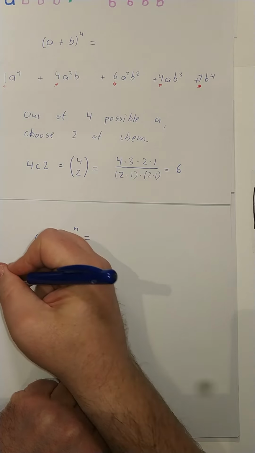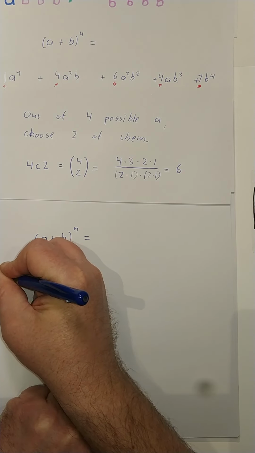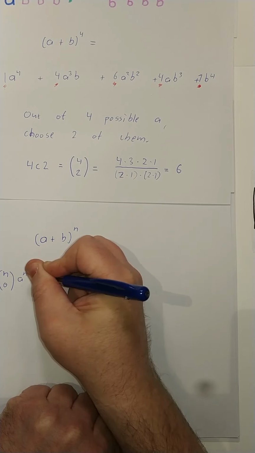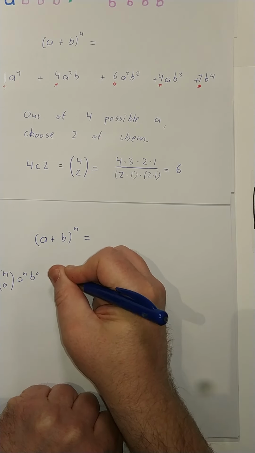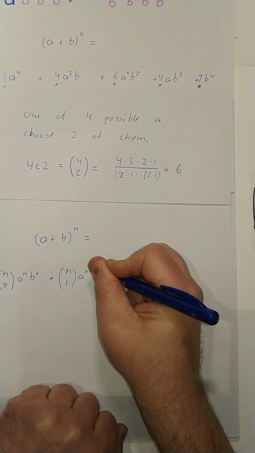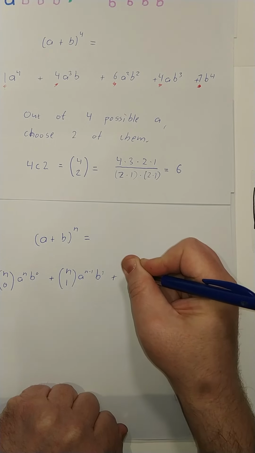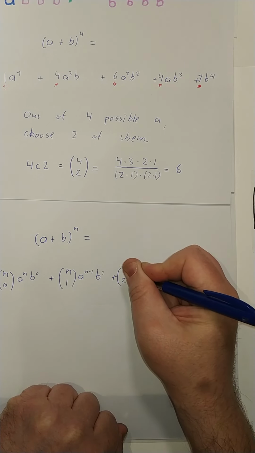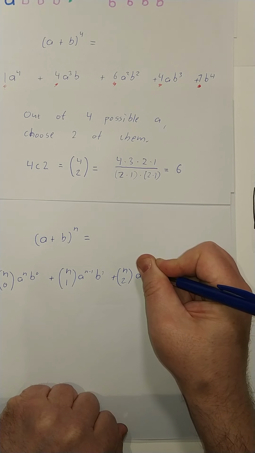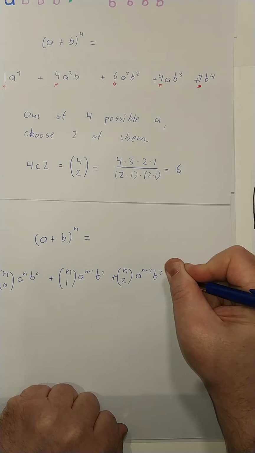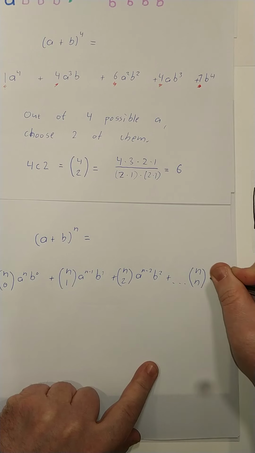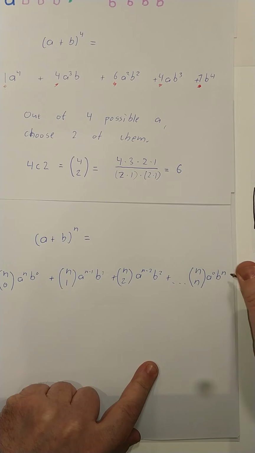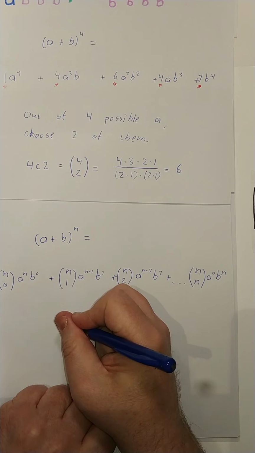And the coefficients for these will be n choose 0 times a to the n times b to the 0, plus n choose 1 times a to the n minus 1 times b to the 1, plus n choose 2 times a to the power of n minus 2 times b squared, plus and so on, all the way up to n choose n times a to the power of 0, this is 1 but we write it for neatness, times b to the power of n. And all of these coefficients are given by the formula.